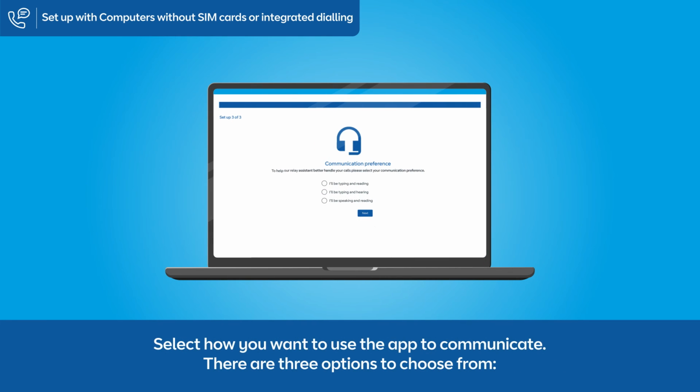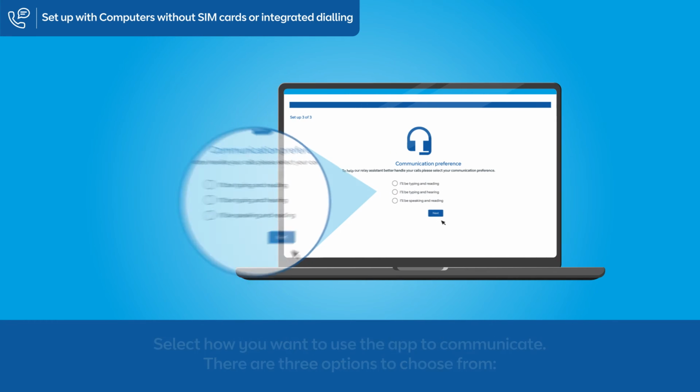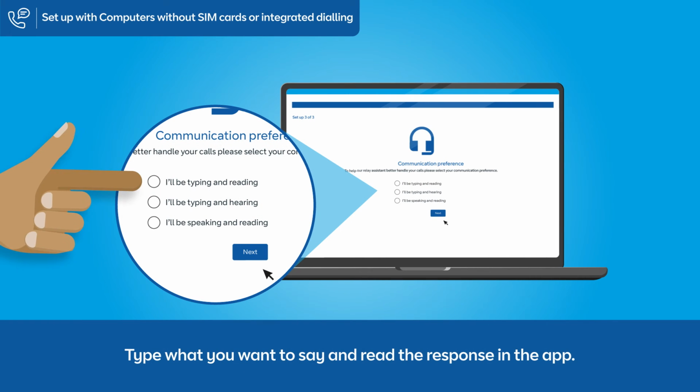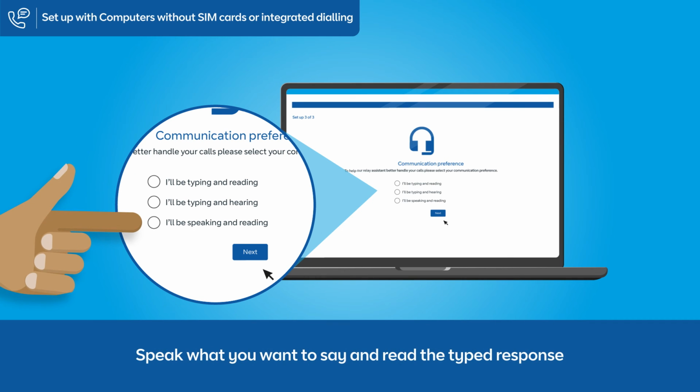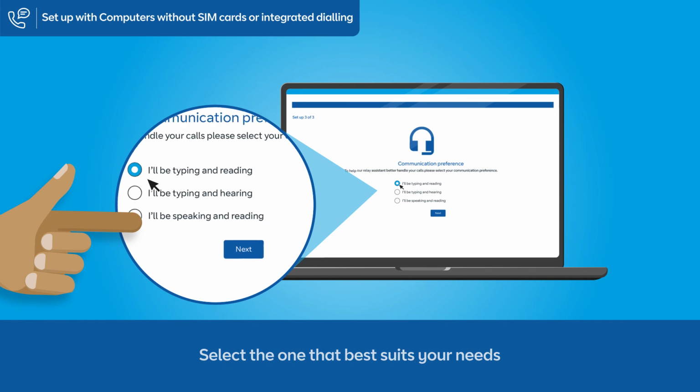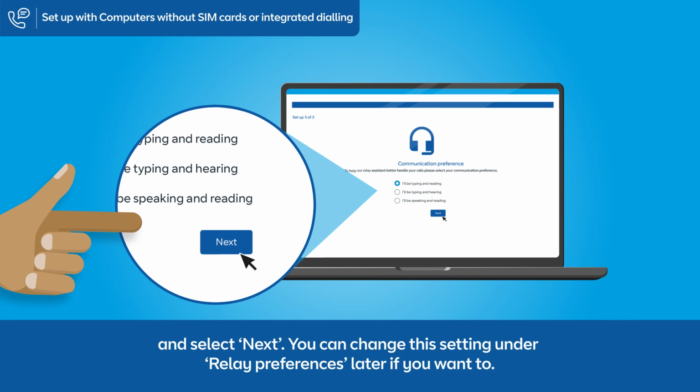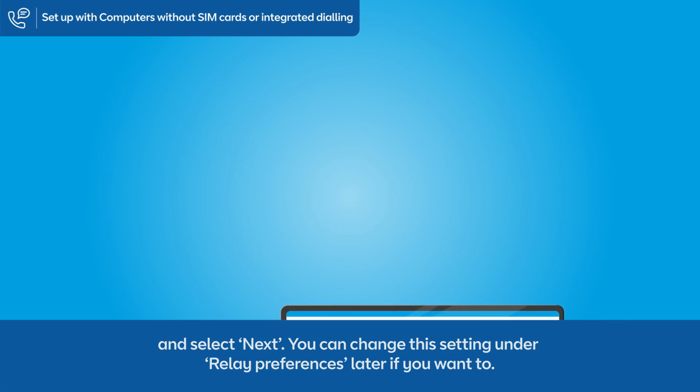Select how you want to use the app to communicate. There are 3 options to choose from. Type what you want to say and read the response in the app. Type what you want to say and hear the spoken response. Speak what you want to say and read the typed response. Pick the one that best suits your needs and select Next. You can change this setting under Relay Preferences later if you want to.